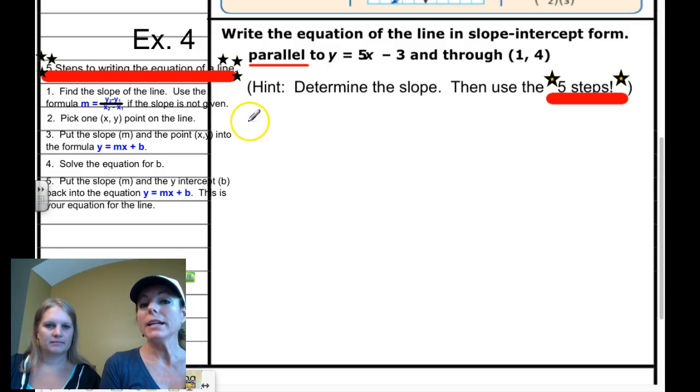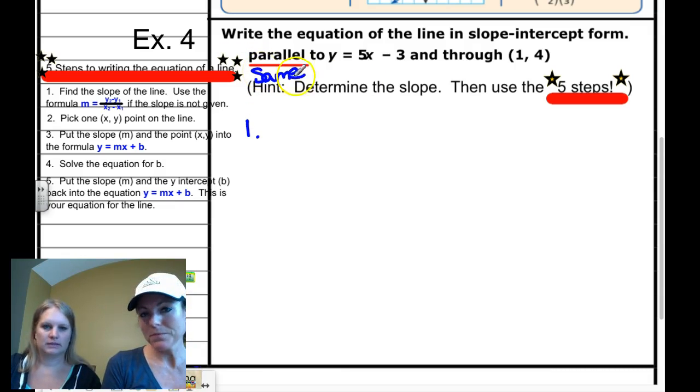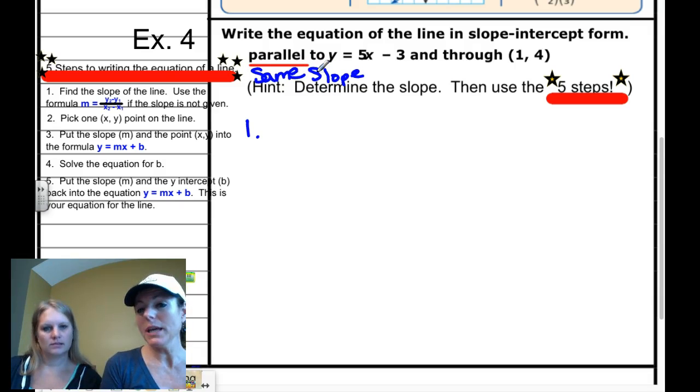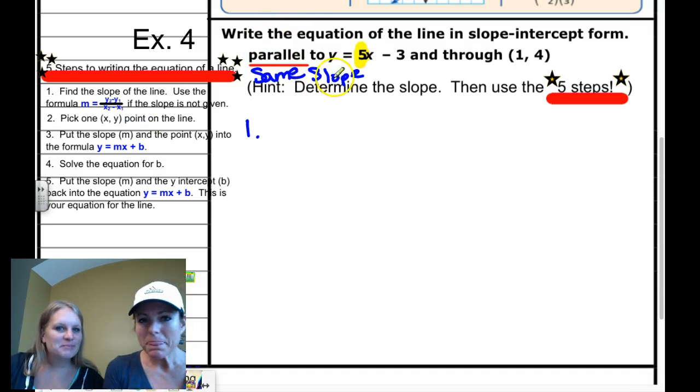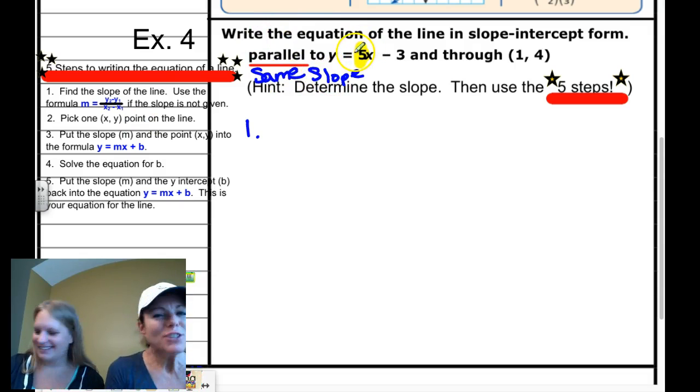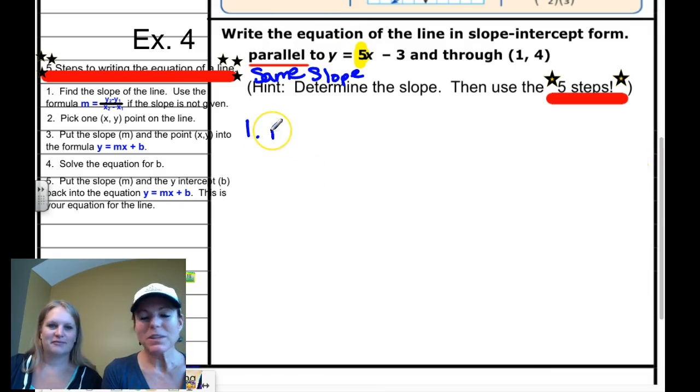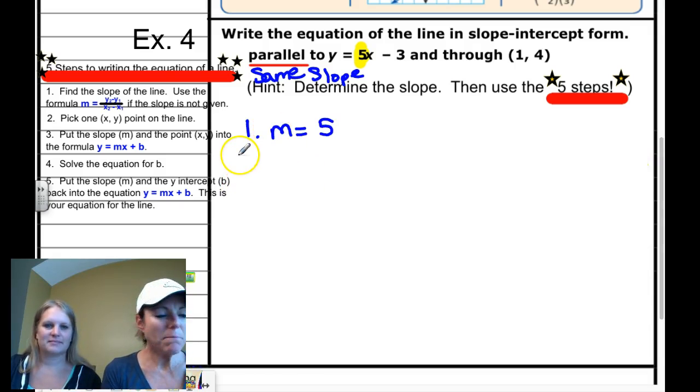It's going to be parallel, and parallel means same slope. So it's parallel to the line y equals 5x minus 3, and it goes through the point (1, 4). Okay, so step 1: find the slope. Well, we don't have 2 points, so I can't calculate it. But Miss Young, it's the same slope, so we just use the same one. So m is equal to 5. Nice. Step 2 says pick a point. Well, they gave us one.